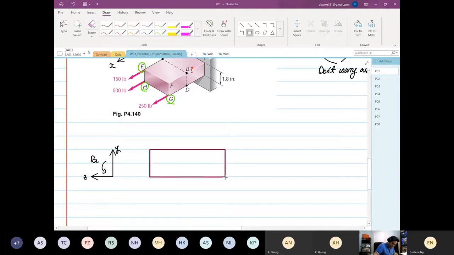So what we have over here, we have a force coming out at 150 pounds. We have another force coming out, 500 pounds. And then we have another force coming out. So I'm drawing a dot. Dot means the arrow is coming towards you, right? So 250 pounds. And then we have our axes.